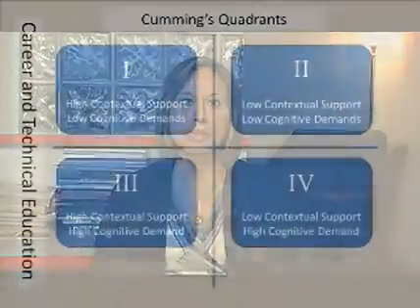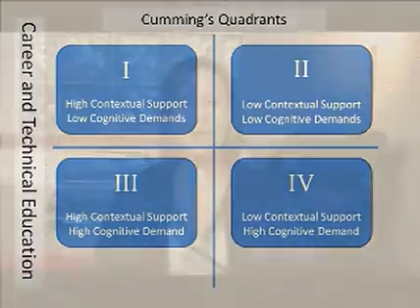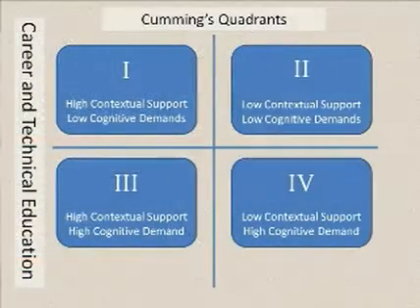Mark should use Cummins' quadrants to decide where his material falls in terms of bridging contextual instruction and English language development. CTE classrooms have the inherent advantage that they are highly contextualized. Most CTE classrooms fall in quadrants 1 and 3. In quadrant 1, we have highly contextualized support and low cognitive demands.